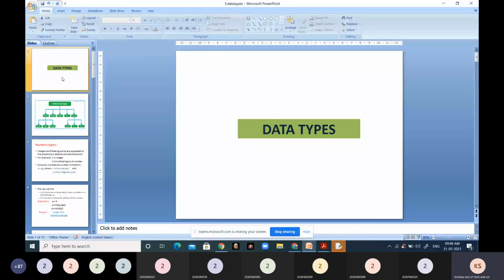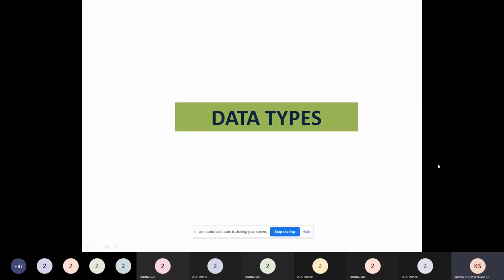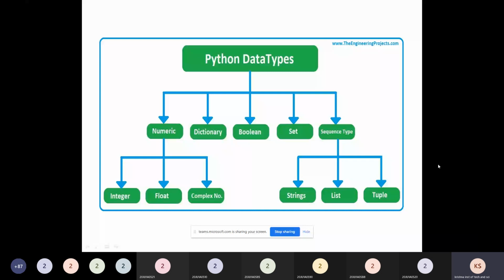Okay. So data types. These are the Python data types: numeric, dictionary, Boolean, set, and sequence types. First of all, see the numeric data types. We already know numeric data types: integer, float, complex number. The next data types are dictionary, Boolean, and set. Sequence types are strings, list, and tuple. So these are the Python data types.